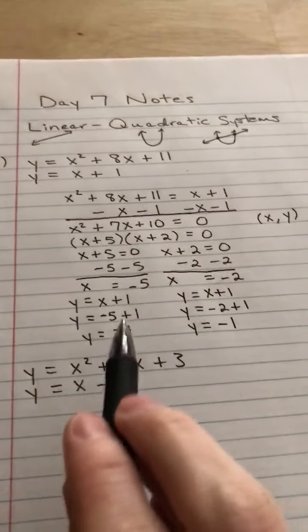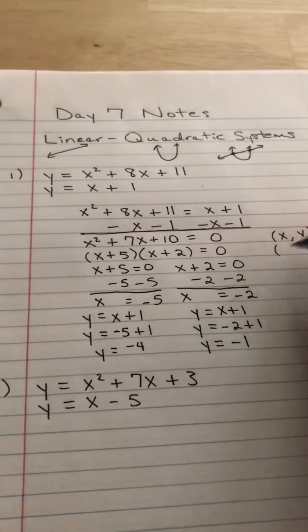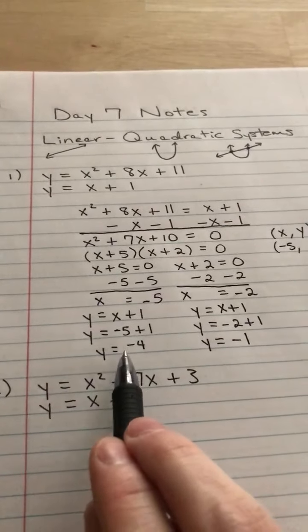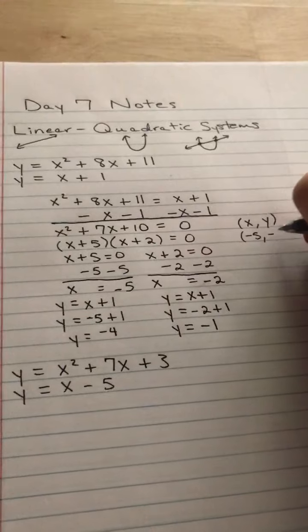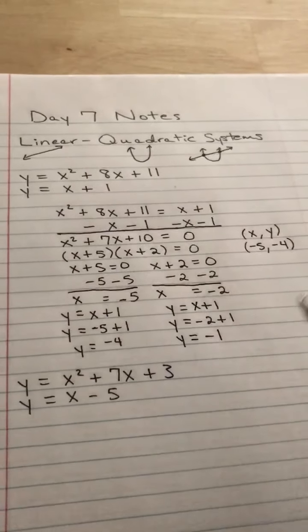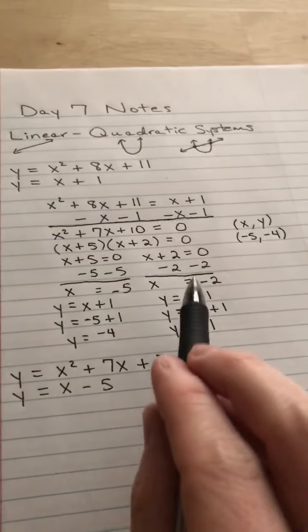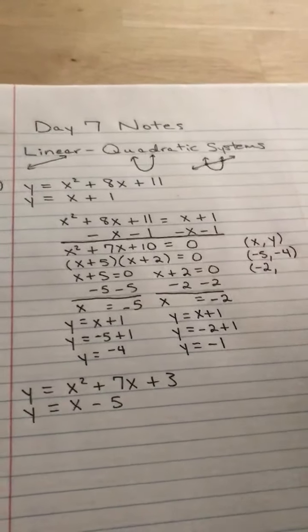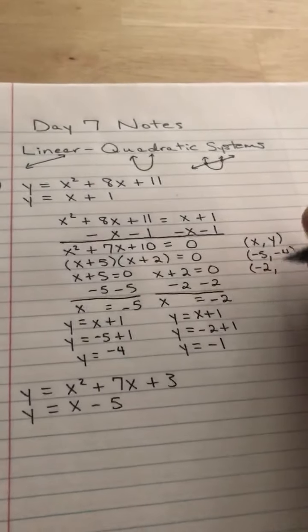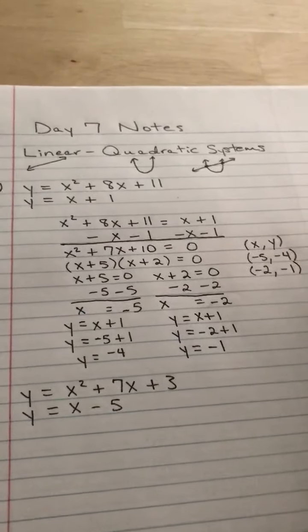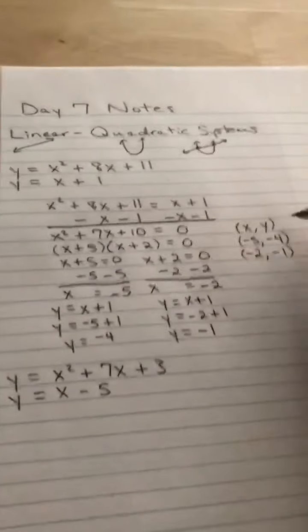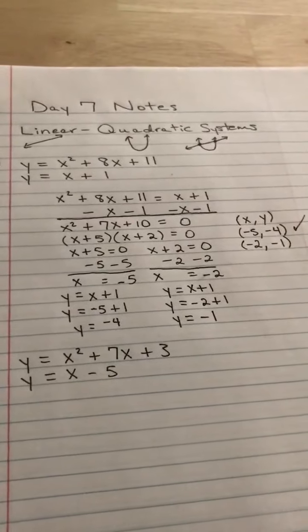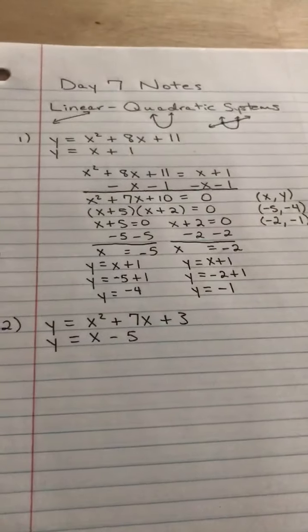Okay? So x is negative 5, so just let x be negative 5. And we know that y is negative 4, so I'm going to let y be negative 4 over here. And then for this solution over here, we know that x is negative 2, so just let x be negative 2. And we know that y is negative 1, so we're just going to let y be negative 1. Once you get these two ordered pairs, you're done. Okay? Let's go ahead and try the next one.